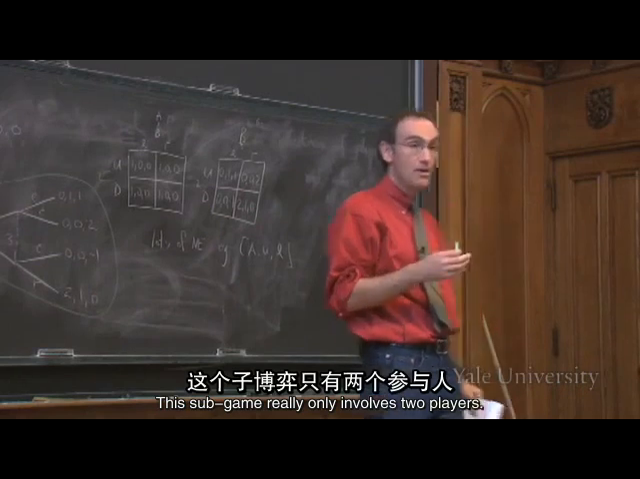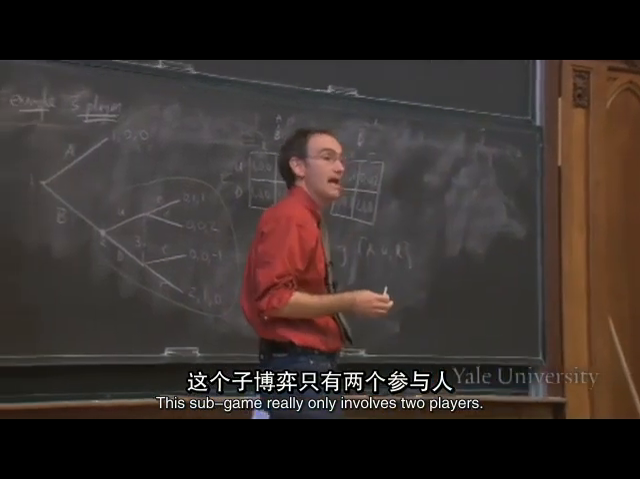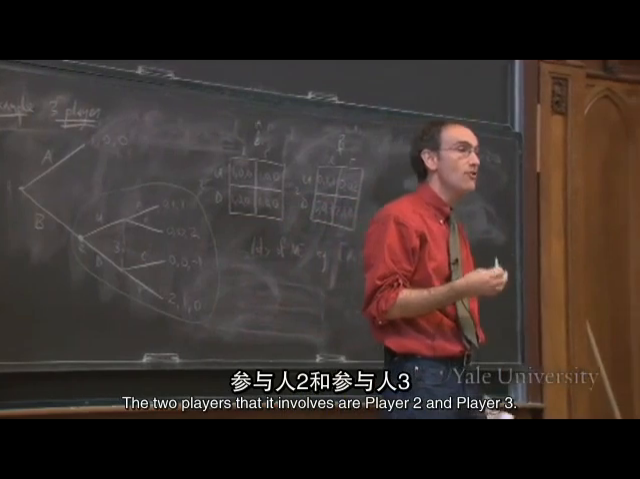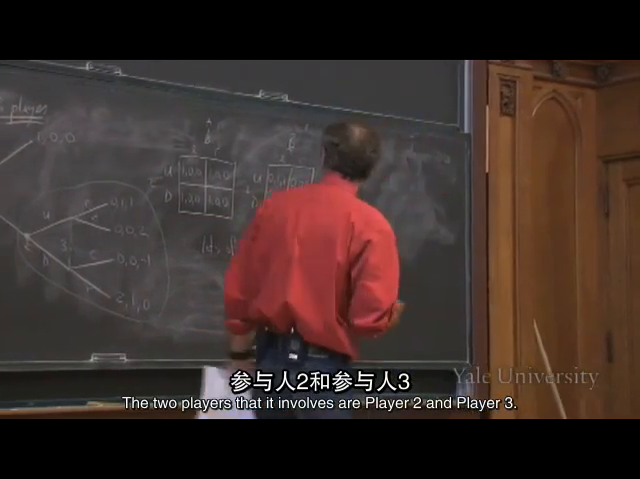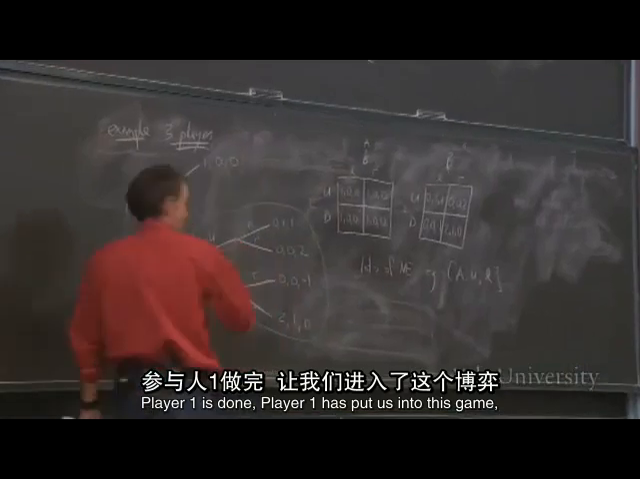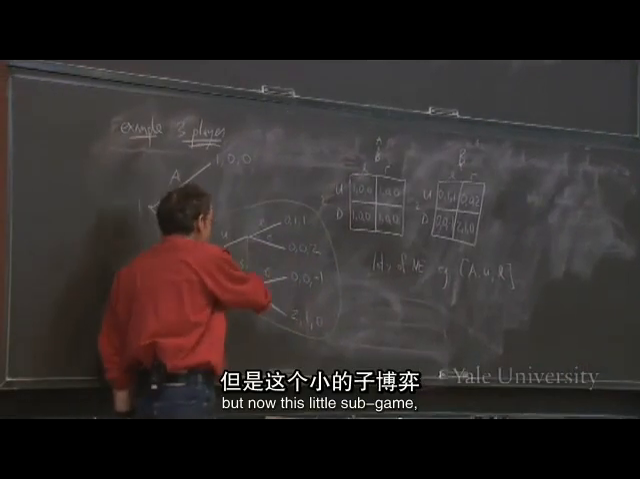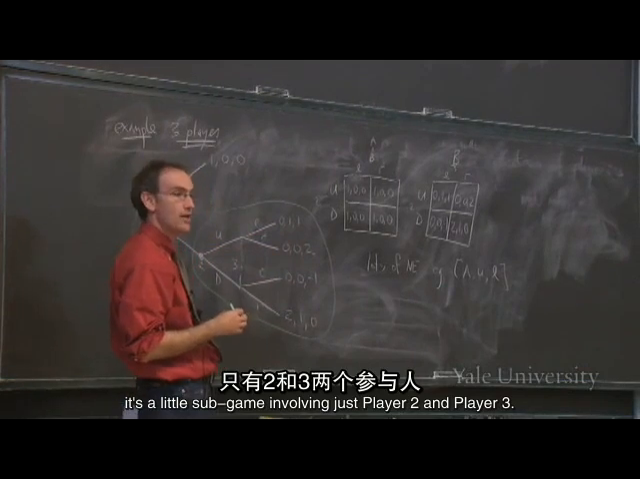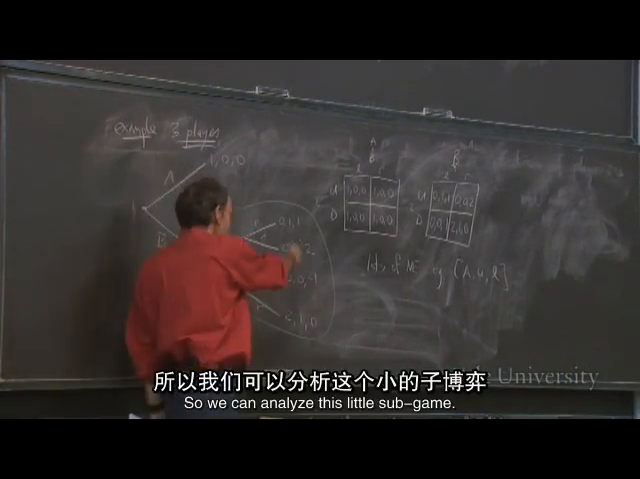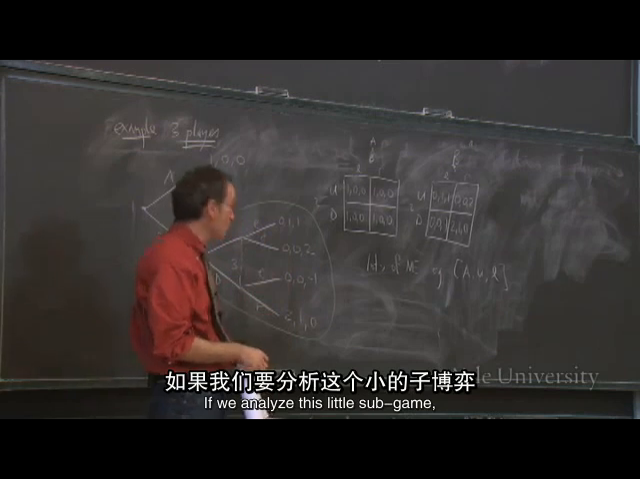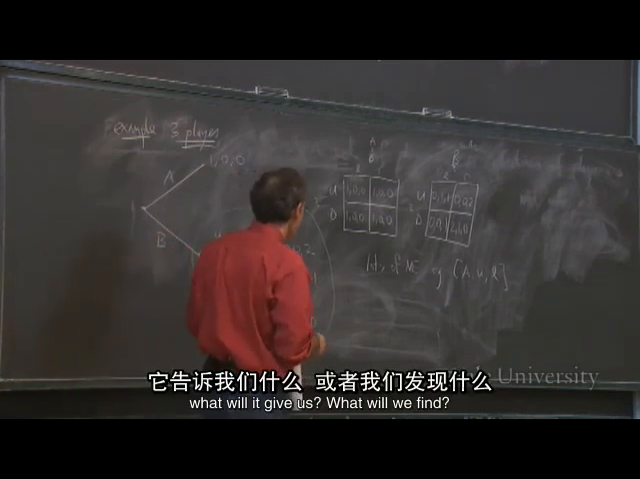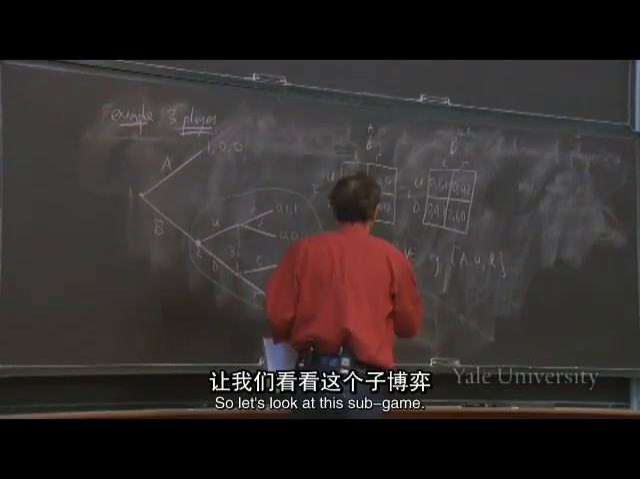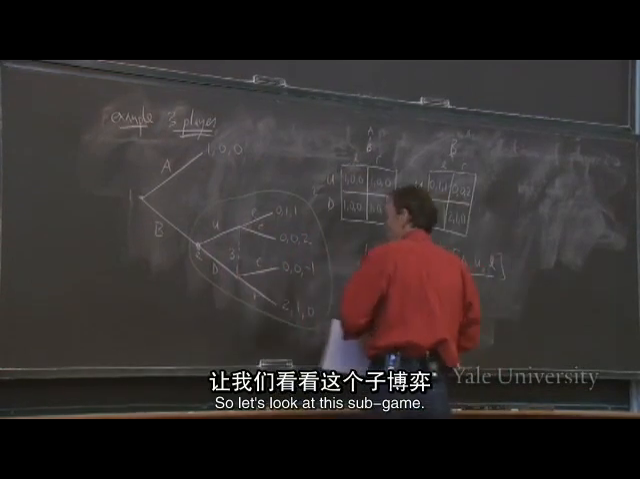And this sub-game really only involves 2 players. The 2 players that it involves are players 2 and player 3. Player 1's done. Player 1's put us into this game. But now in this little sub-game, it's a little sub-game involving just player 2 and player 3. So we can analyze this little sub-game. If we analyze this little sub-game, what will it give us? What will we find? All right? So let's look at this sub-game.